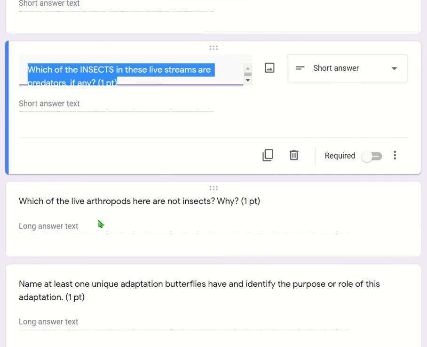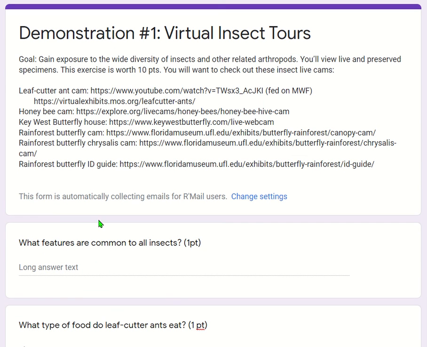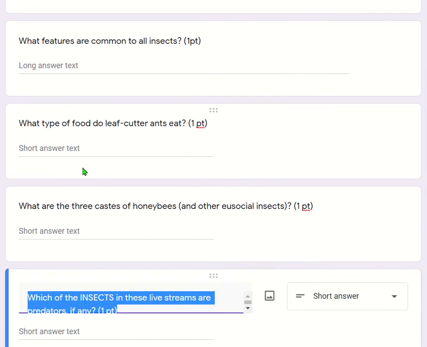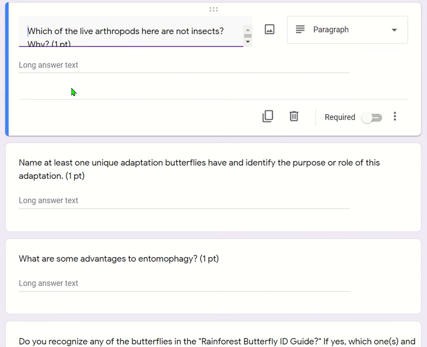Which of the live arthropods here are not insects? So if we go through again these live cams, we have ants, honeybees, and then butterflies, all of which have a pair of antennae, a pair of compound eyes, 3 pairs of legs, and a head and a thorax and an abdomen. Honeybees and butterflies also have 2 pairs of wings. So these are all insects. So the answer to this one, all of these arthropods are insects.